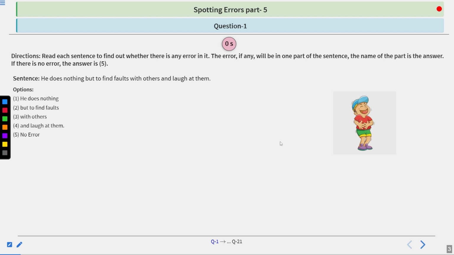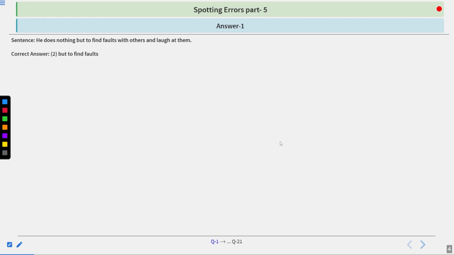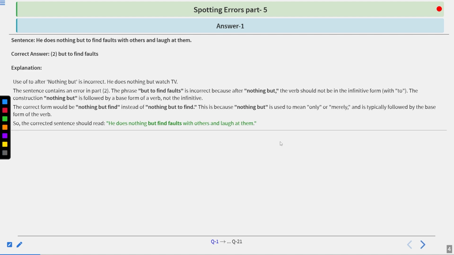I hope you have found the answer. Let's look at the correct answer. The correct answer is 2, but to find faults. Let's look at the explanation. Use of to after nothing but is incorrect. He does nothing but watch TV. The sentence contains an error in part 2.